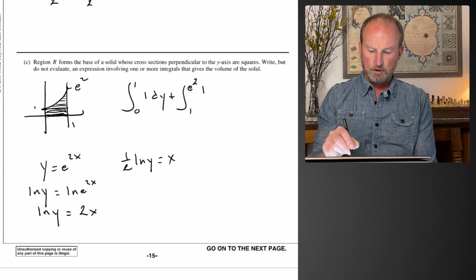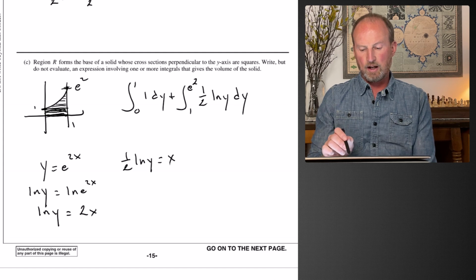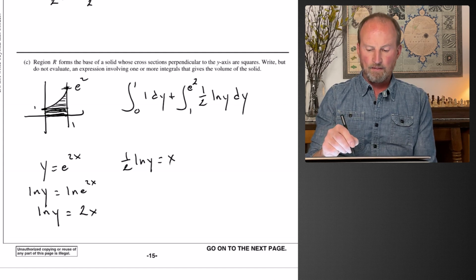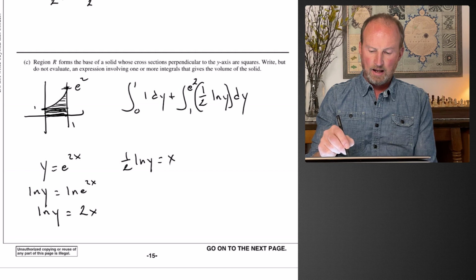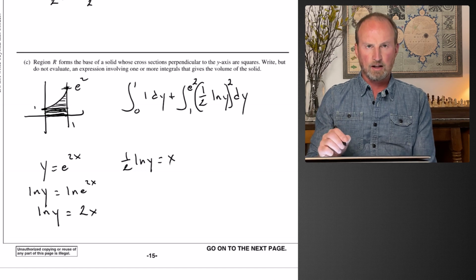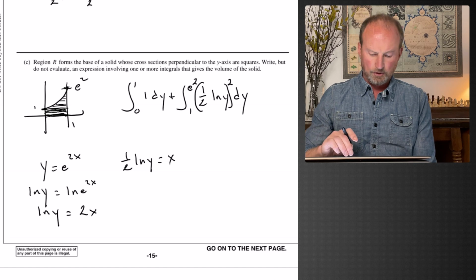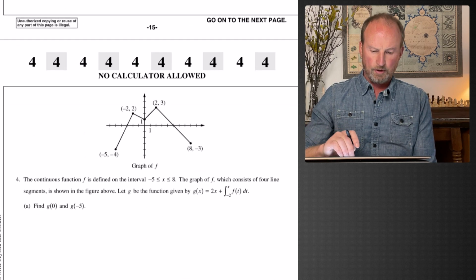So over here, this becomes 1/2 ln y dy. Integrating from 1 to e squared, where my length of my square is 1/2 ln y. And then I want to take that thing and square it because I'm multiplying it by itself, because the area of a square is length times width, or s squared or x squared, or whatever you want to talk about. Okay? All right, there you go. Question 3 wasn't so bad.